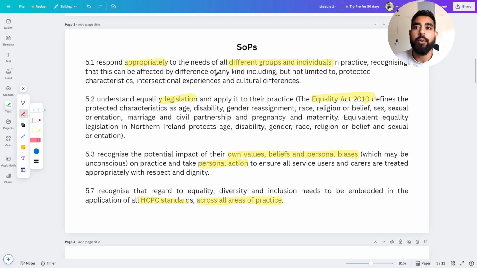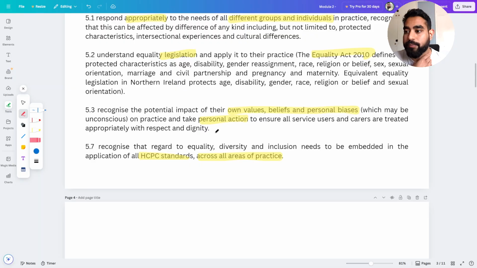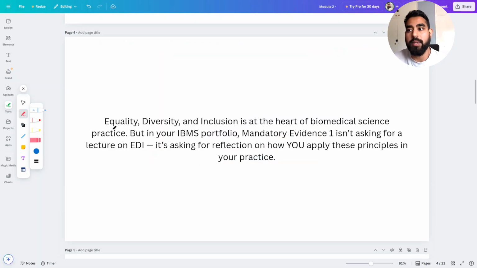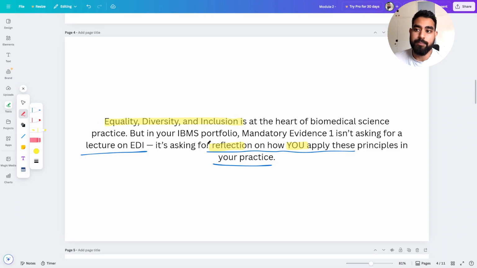Okay, so now we kind of know what we're looking for in terms of what to write about in our evidence in order to hit all these points. From that, this is essentially what you should write about. Equality, diversity, and inclusion is at the heart of biomedical science practice, but in the IBMS portfolio, mandatory evidence 1 isn't asking for a lecture on EDI. It's asking for a reflection on how you apply these principles of equality, diversity, and inclusion in your practice.